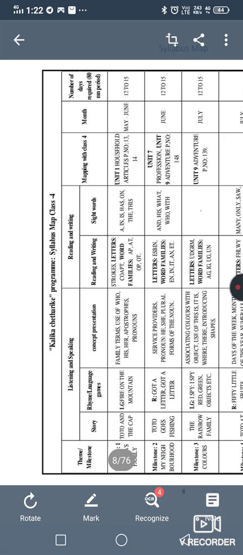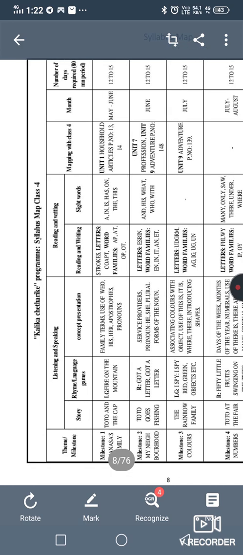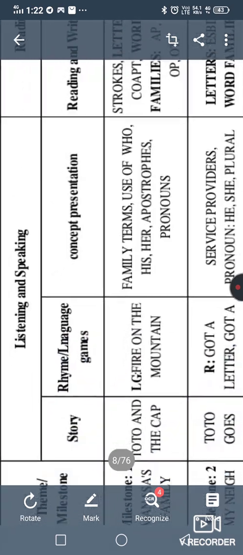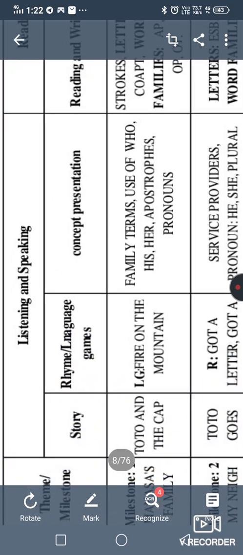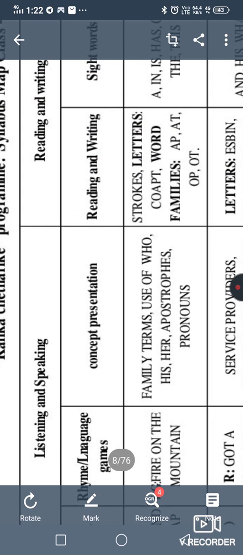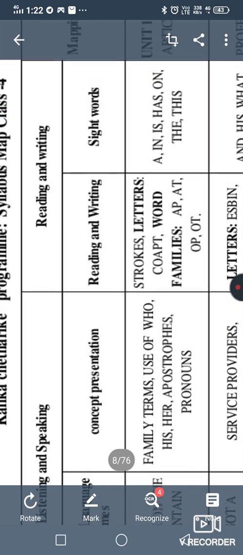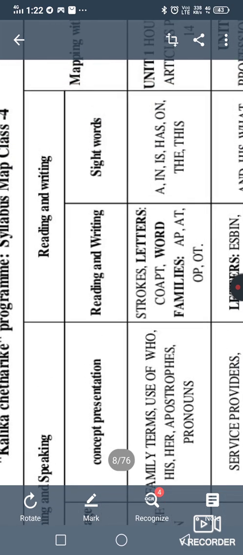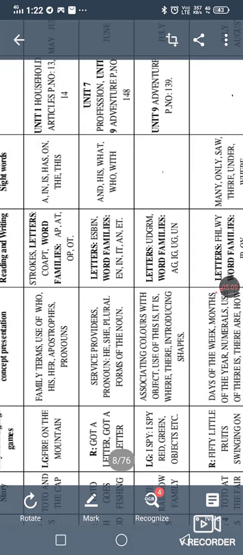And from milestone 10 to 15, LSRW we have to teach in a group, all together. So in listening and speaking, what activities do we conduct, and what segments do we use? Totally 6 segments are there, as I already said. The first segment is story, the second is rhyme or language game, the third is concept presentation, the fourth is reading, the fifth is writing, and the sixth is classroom instruction, which actually comes first.